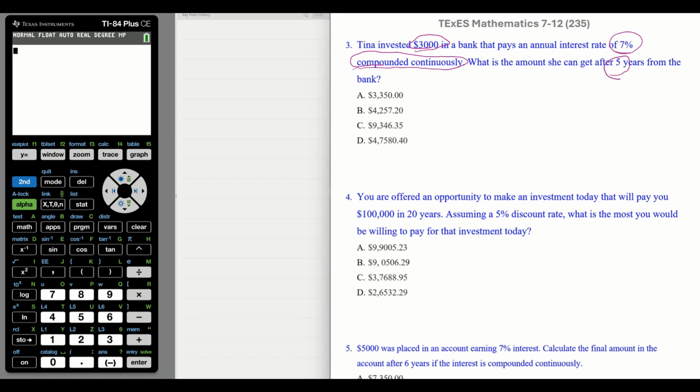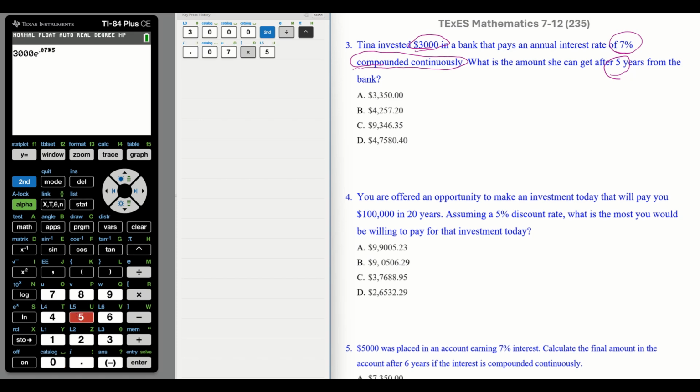Okay, all right, so $3,000. Okay, got enough there. Okay, second, divide to get our e. Above that's our caret up. So remember, 7% needs to be a decimal. 0.07 multiplied times the 5 years. Push enter. Do we have anything reasonable? Yes, we do. Number B. Okay. All right.